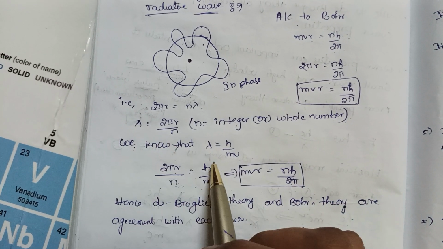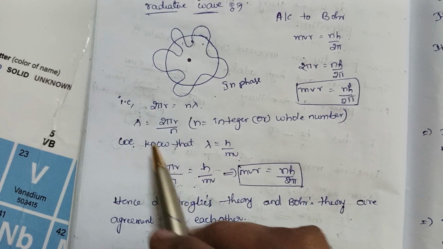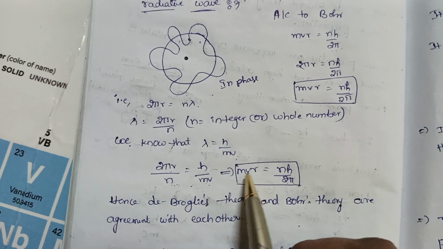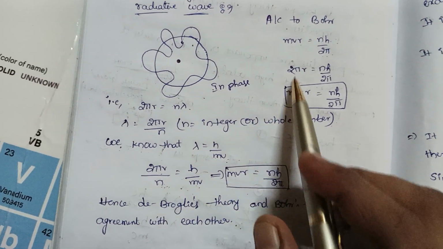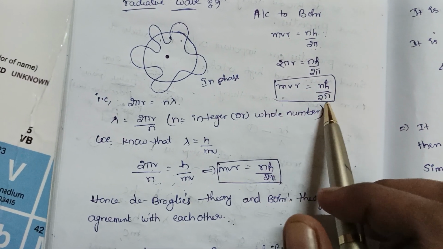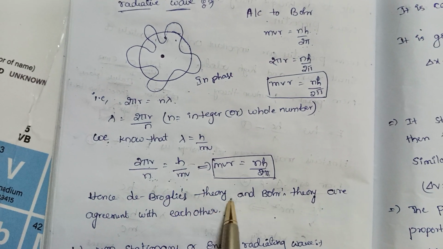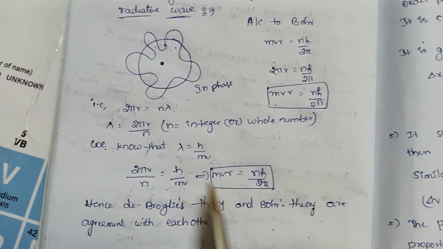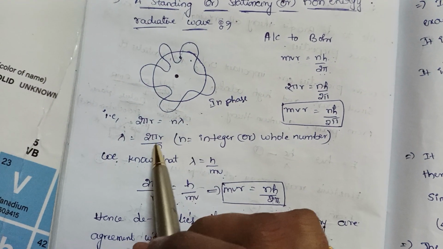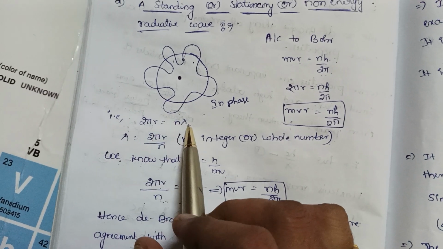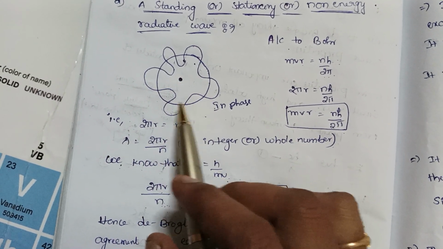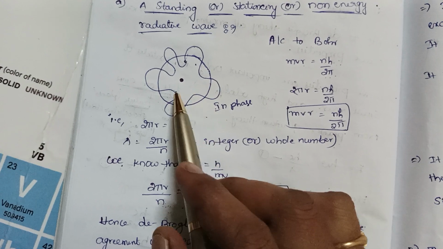We know that de Broglie's equation is lambda equals h by mv. So 2 pi r equals n times h by mv. Taking mvr, we get mvr equals nh by 2 pi. The de Broglie relation gives the same equation as Bohr's, mvr equals nh by 2 pi. So de Broglie's theory and Bohr's theory are in agreement with each other. The electron moving around the nucleus is like a wave when circumference 2 pi r equals n lambda. When the electron moves around the nucleus in a particular orbit, there is no loss of energy and no gain of energy.